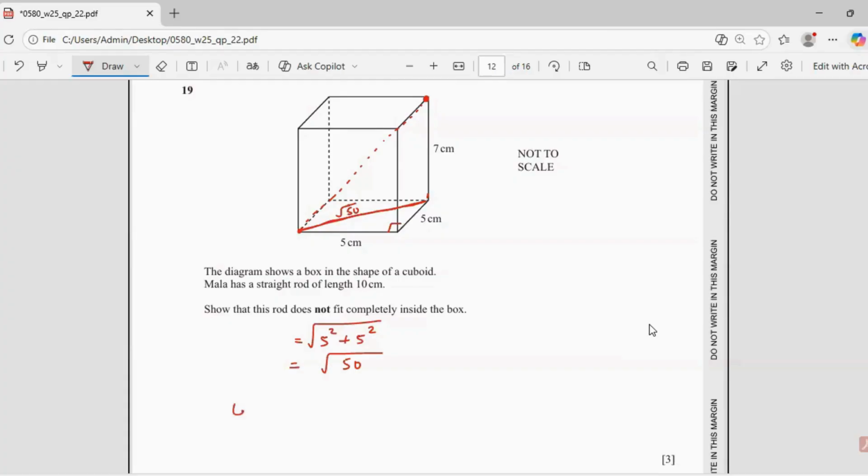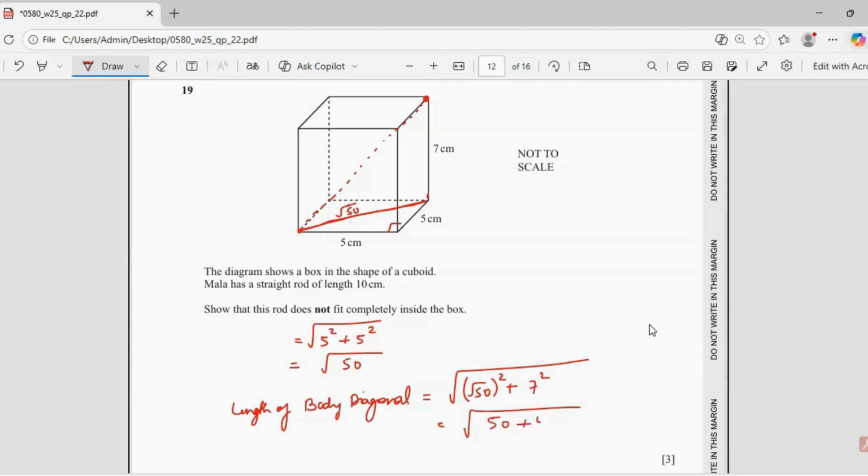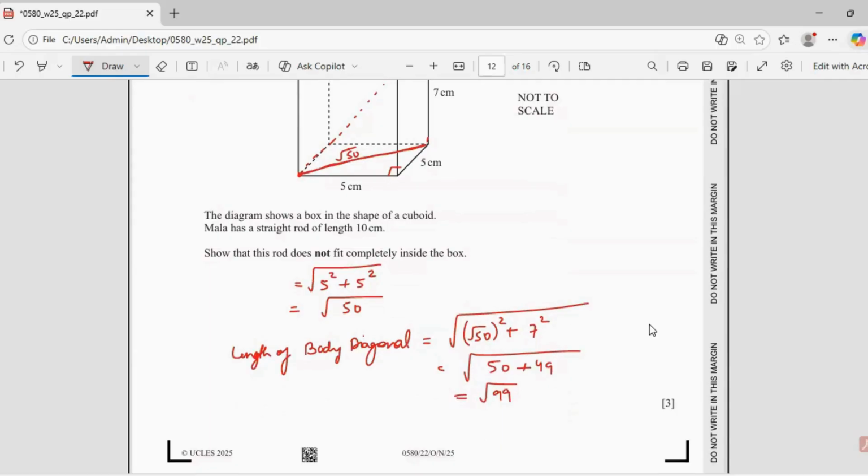So the length of the body diagonal is equal to the square root of root 50 the whole squared plus 7 squared, which is 50 plus 49, which is equal to root 99. So you can see that the body diagonal length is root 99, and it cannot fit a straight rod of length 10 centimeters, because the longest length is root 99.